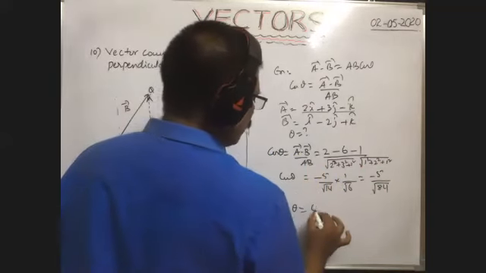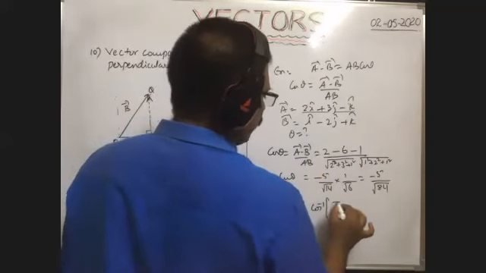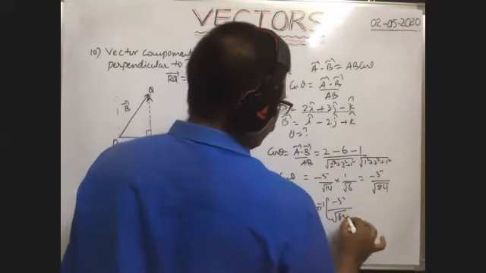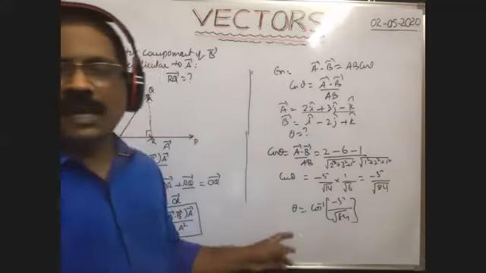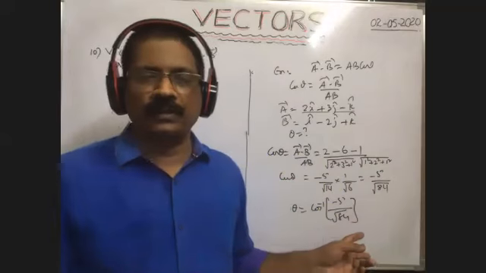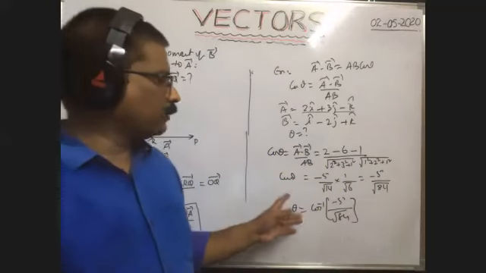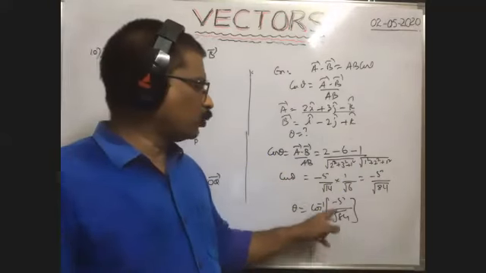Therefore, theta is equal to how much? Cos inverse of minus 5 by root 84. In this way we have to write. This is the angle between the two vectors.